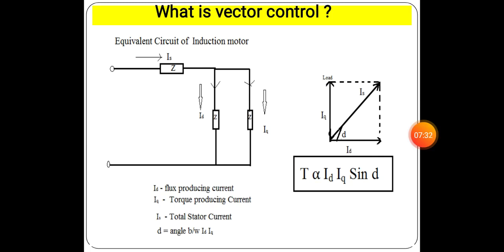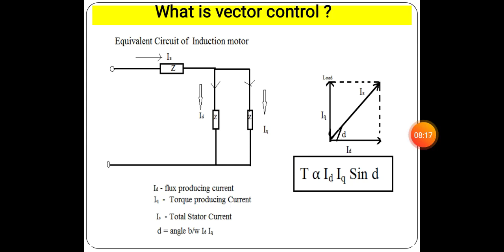The ID is the flux producing current, or we can say the magnetizing current, and IQ is the torque producing current. The ID has 30% of the total current and IQ has the remaining 70%. We can say that ID has more inductive property with respect to IQ, so we can control IQ for controlling the torque of the induction motor. So we conclude that we have less stator current and we can also control more torque.